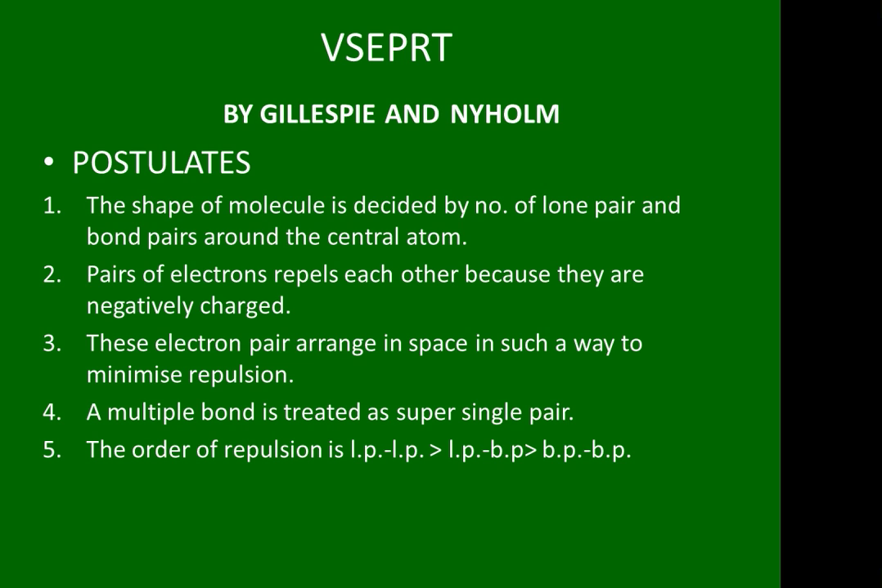So the presence of double and triple bonds never affects the geometry of the molecule. The fifth one is the order of repulsion. If we see the order of repulsion, the maximum repulsion is observed in lone pair-lone pair repulsion, then lone pair-bond pair repulsion, and the least repulsion is observed in bond pair-bond pair repulsion.